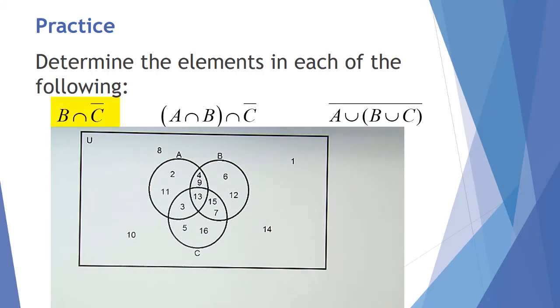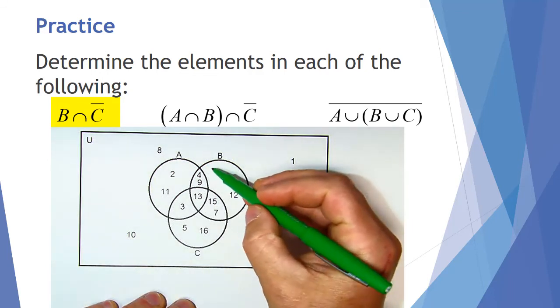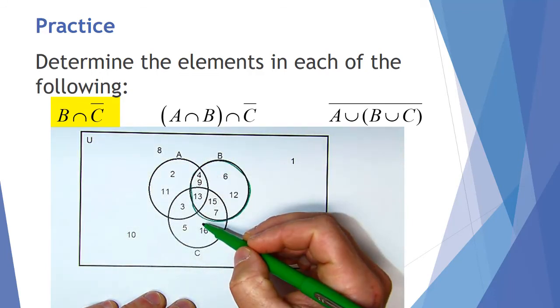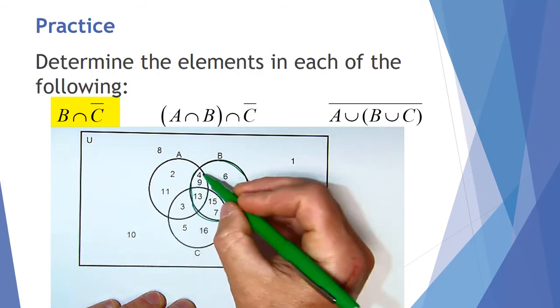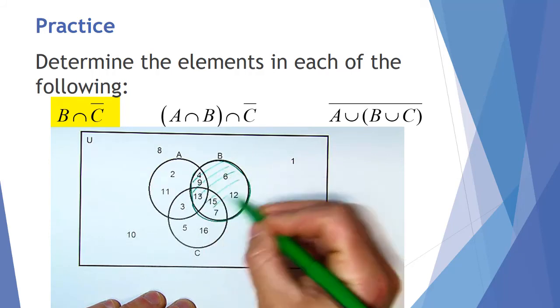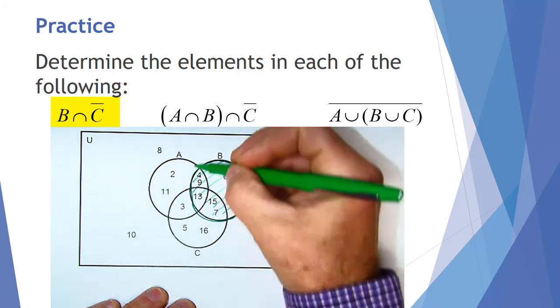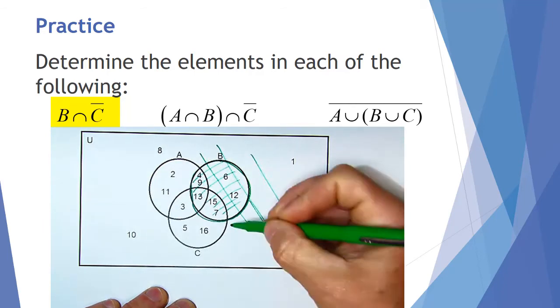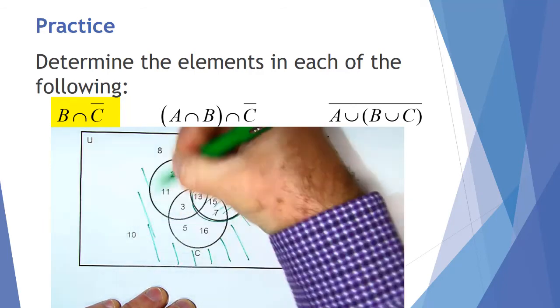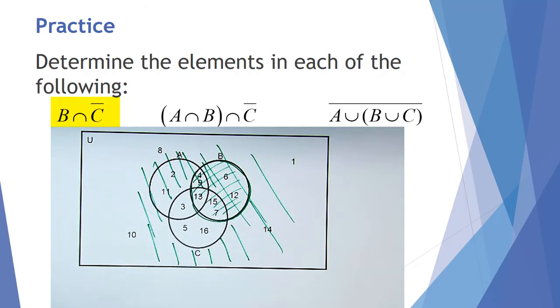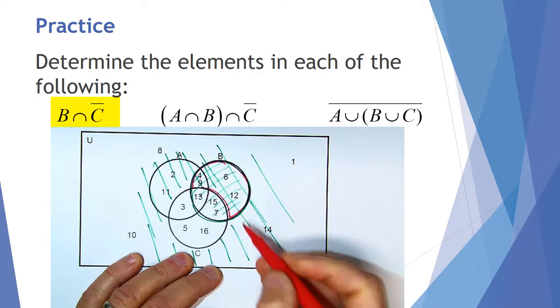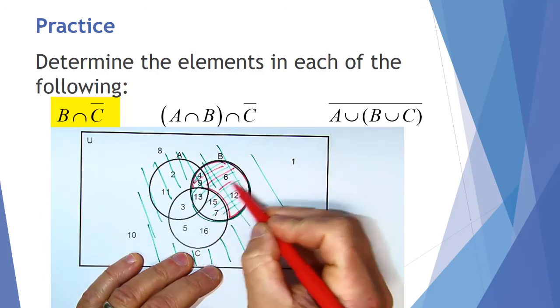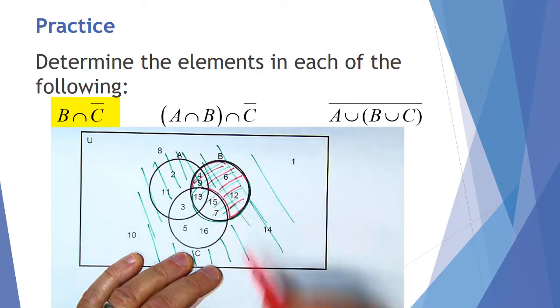Okay, our first one, B intersect the complement of C. So we need to stay inside of B, but we also need to be in the complement of C. And so we need to be outside of region C. So if we're inside of B, and in the complement of C, that's everywhere outside of C, then apparently we need to stay in this region out here. And so the elements in this region out here are 4, 6, 9, and 12.